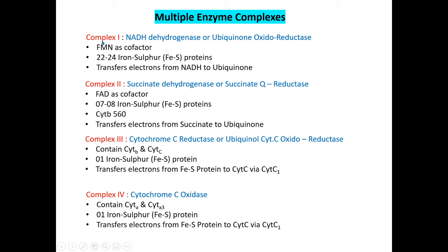The first complex, we call it NADH dehydrogenase, or NADH quinone reductase, or ubiquinone oxidoreductase. It is the largest of the 4 enzyme complexes. We have 4 enzyme complexes which help the electron transport, and the fifth one is ATP formation. Out of the four, this complex one is the largest of all.